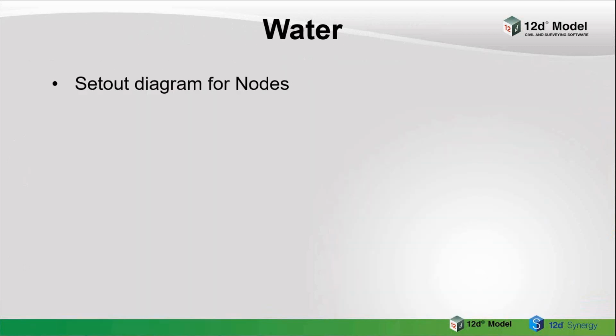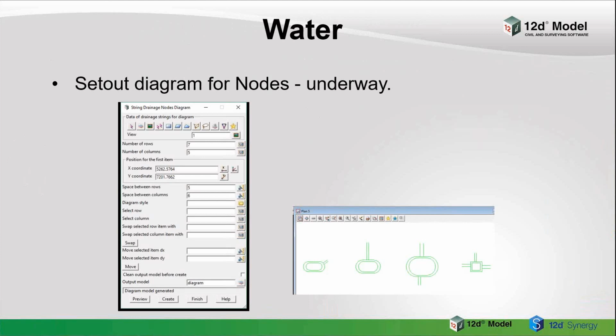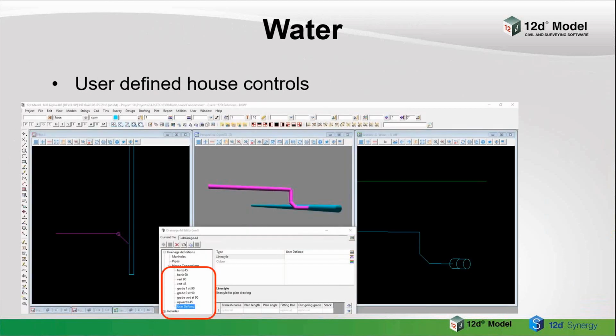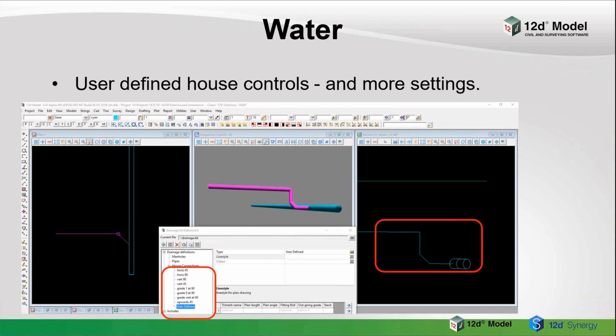We're also working on our set out diagrams for nodes. So it's underway. Basically taking all your data and producing all these diagrams that some of the people have asked for set out purposes. So that should be there before we release. You also can have user-defined house controls. We only had 6 before. You now actually can have your own and make them up. We draw them much better in 3D as well than before, and there are a lot more ways of setting them, and more settings for controlling them. So all those who are after more definitions for your user-defined house connections, you can now have as many as you like.